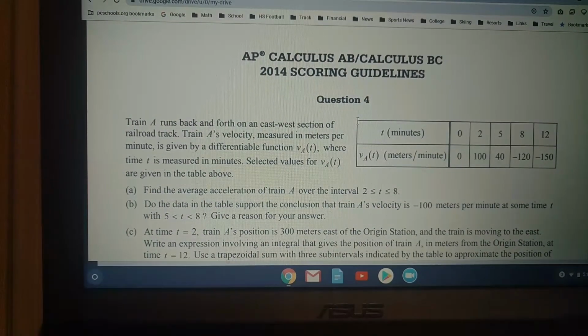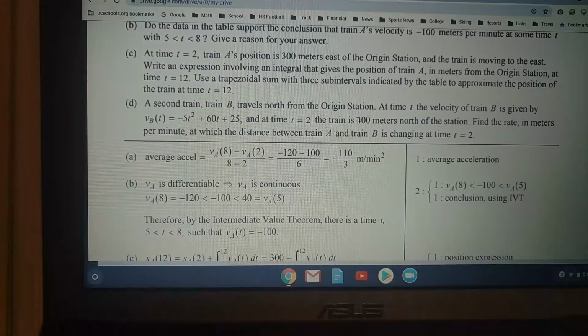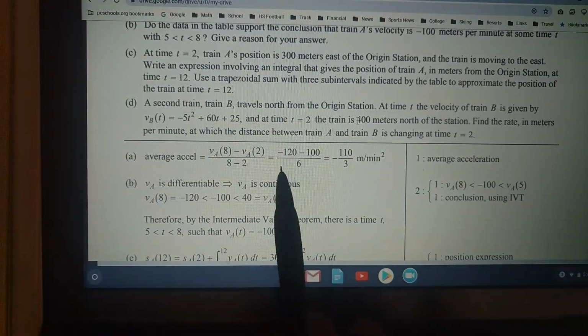Notice that we're given velocity, so the average acceleration would be the average rate of change in the velocity. So we're doing an average rate of change problem, going from 2 to 8, so the total y change is negative 220, and the total x change is 6. But in order to get that point, we need to see this setup, this ratio.